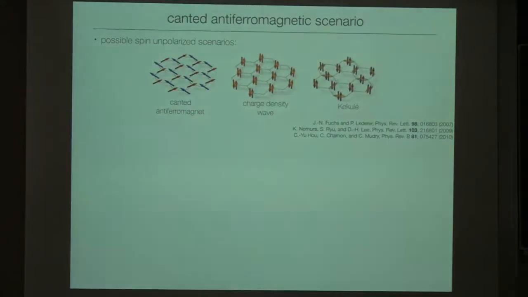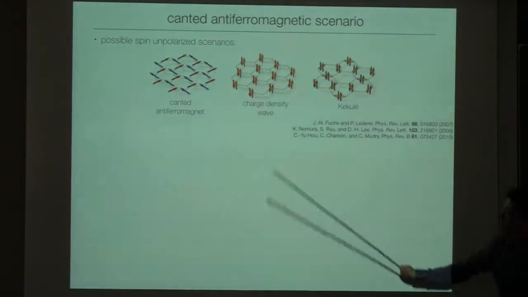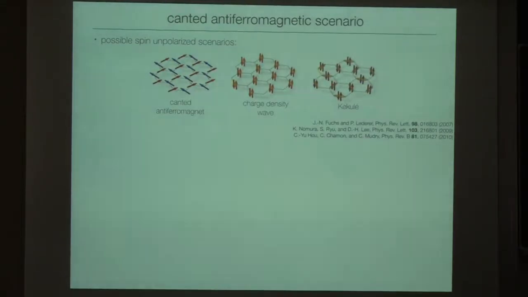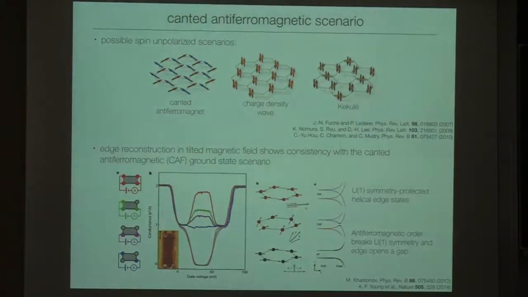So there are other possible ground states for this, and one of them is this canted antiferromagnetic ground state. There are other candidates as well, but I want to particularly focus on this canted antiferromagnetic scenario, because that seems to be most consistent with some experiments that came out quite recently, backed by some theoretical work.